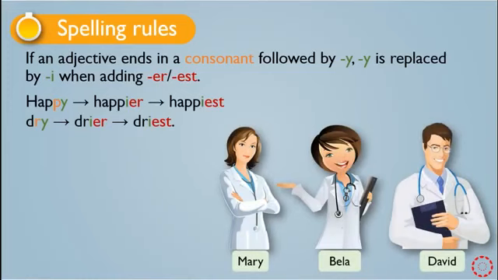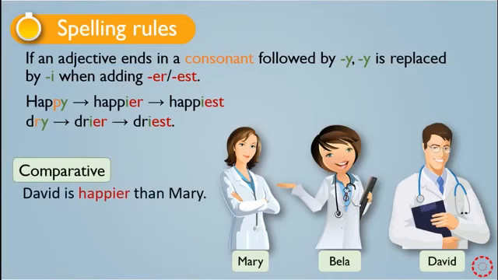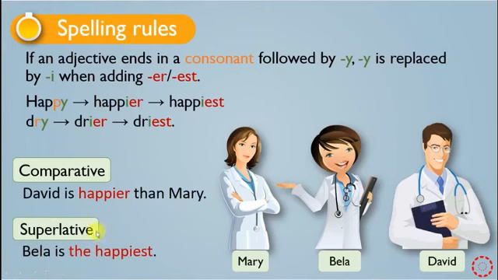Look at these examples. Here we have three persons, three doctors, Mary, Bella, and David. Let's make a comparison between these three persons. David is happier than Mary. And the superlative is that Bella is the happiest.